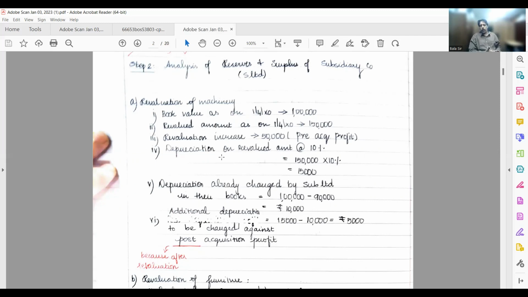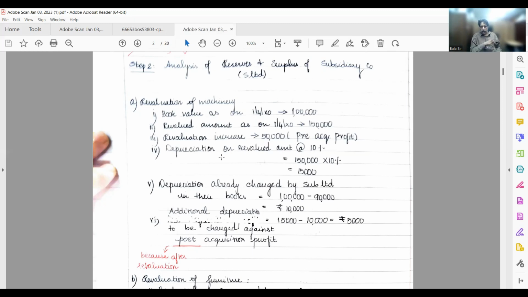Point A. Under that point A, revaluation of machinery. Point number 1. Book value as on 1-4-20X0, rupees 1 lakh. Why is that? Because that is the date of revaluation. So I take 1 lakh rupees, right? Understood? So remember the first point under point A, I'm taking up revaluation of machinery. In that, the first point is always, I need the book value of the asset on the date of revaluation. Very important.